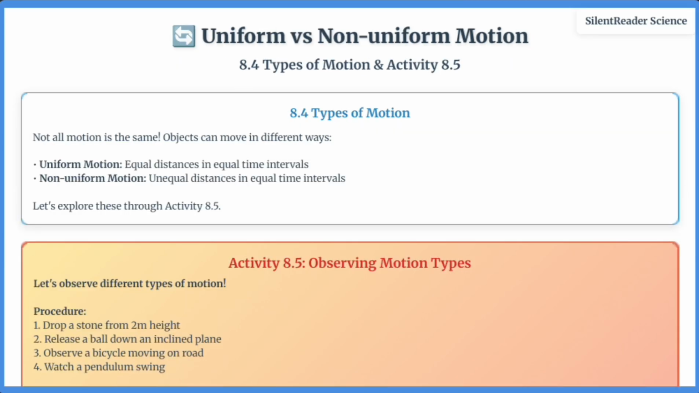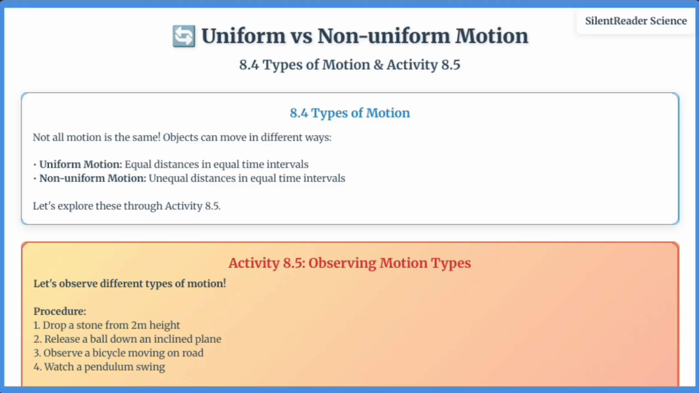Not all motion is the same. Objects can move in uniform motion or non-uniform motion. Uniform motion means equal distances in equal time intervals, with constant speed and straight line path. This is rare in everyday life. Examples include a car on highway with cruise control or a conveyor belt in factory.